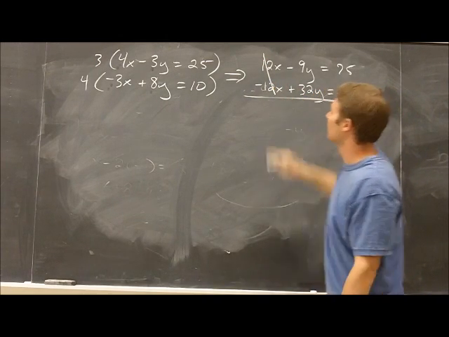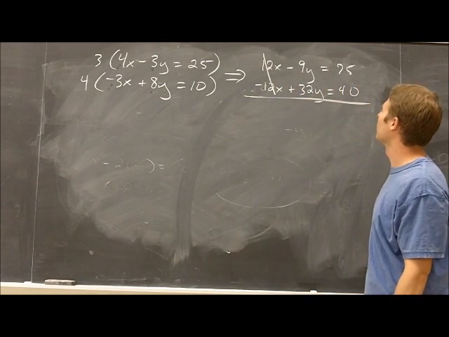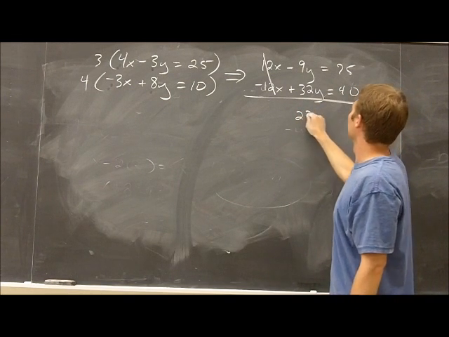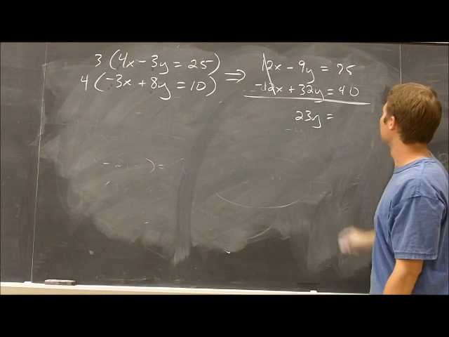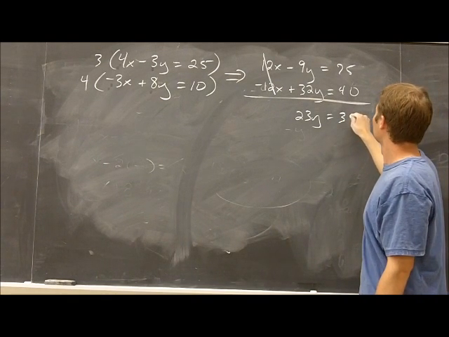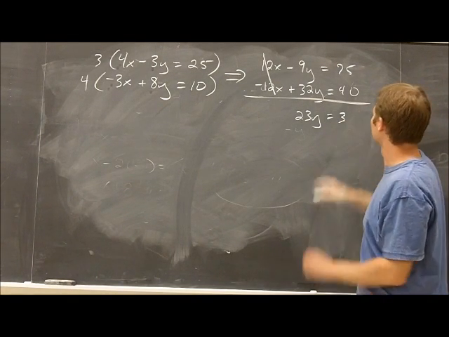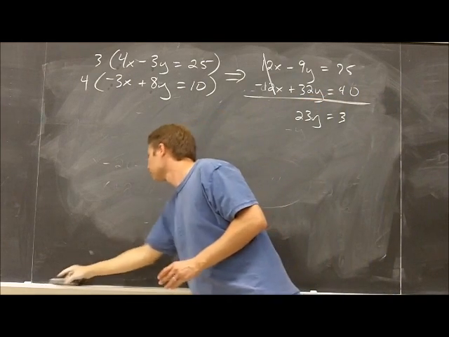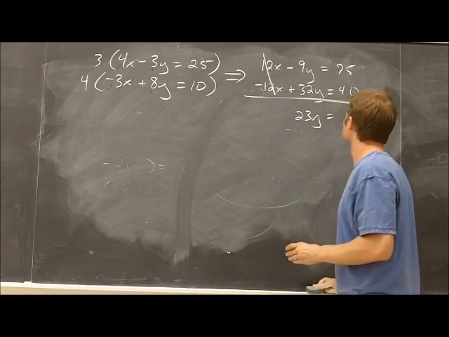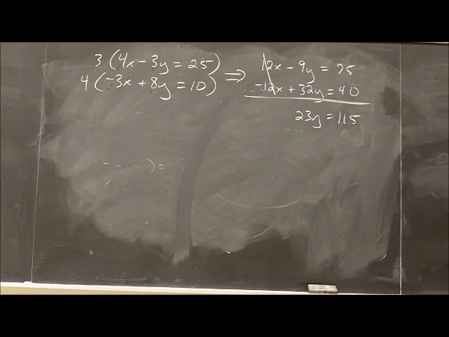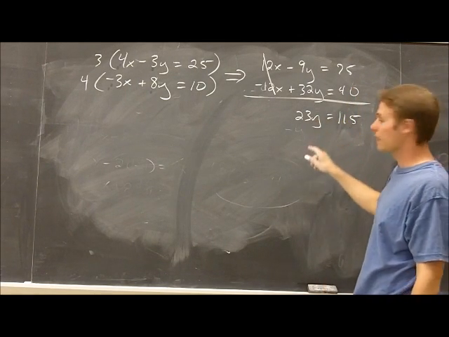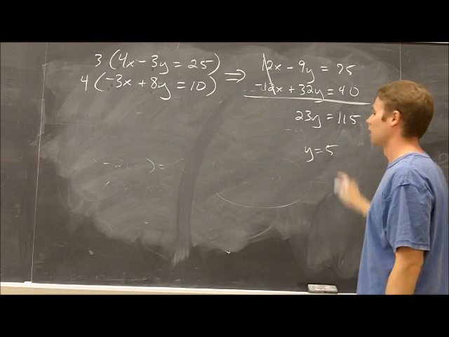Now when I add these straight down, the x's will go away. This will become 23y. And then this becomes this 75 plus 40. This will become 115. And then 115 divided by 23 is 5.